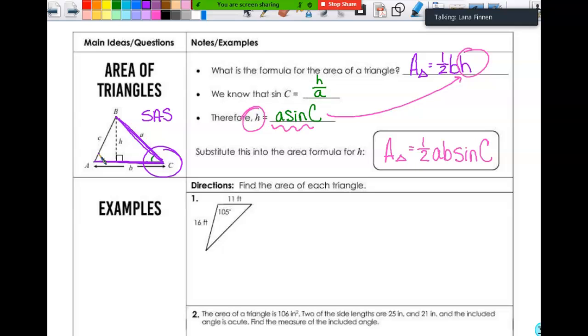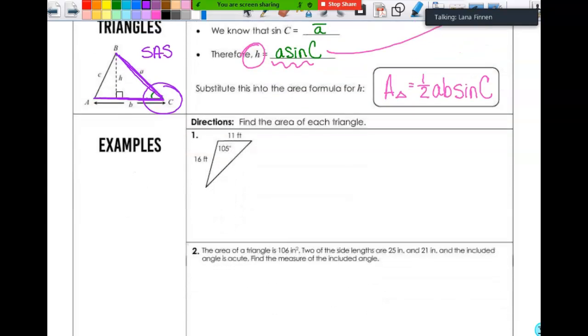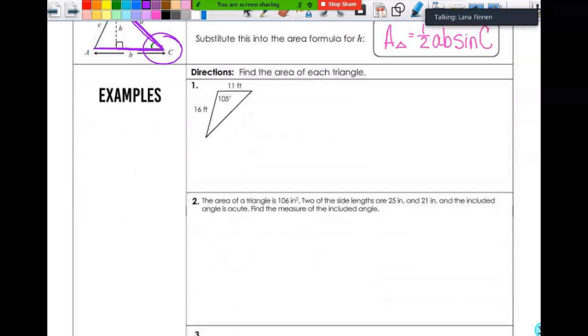Awesome. So let's look at number 1. We're going to find the area of the triangle. So area of the triangle is going to equal 1/2. So I have these 2 sides and this angle, so that's side angle side, that's good. So I have one side which is 11 times another one which is 16 times the sine of 105.